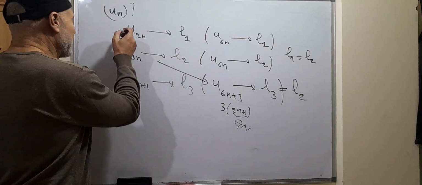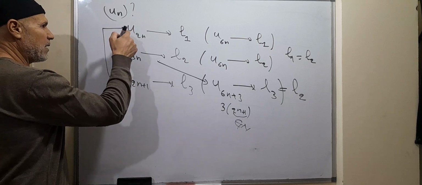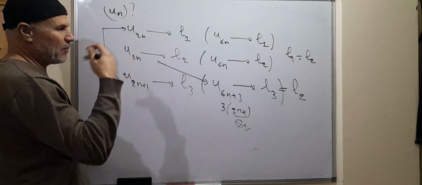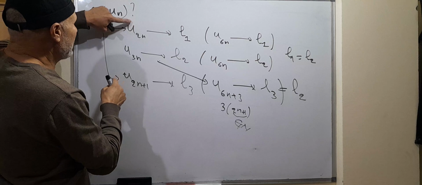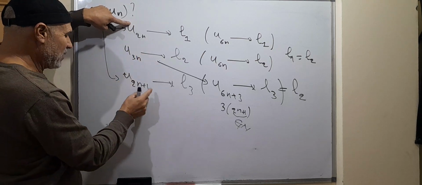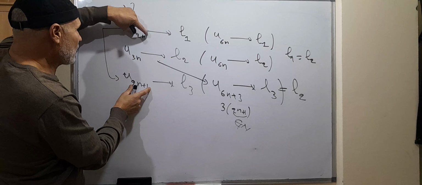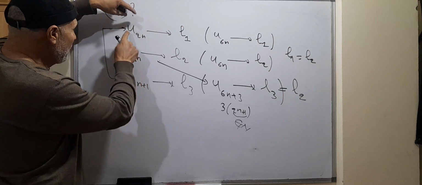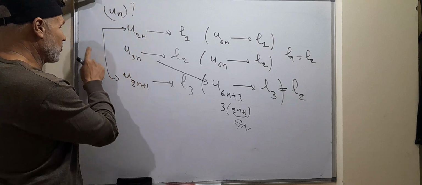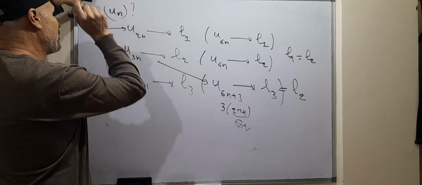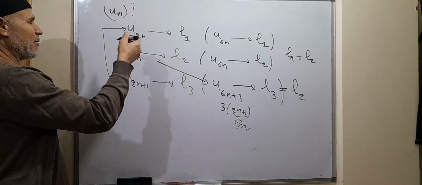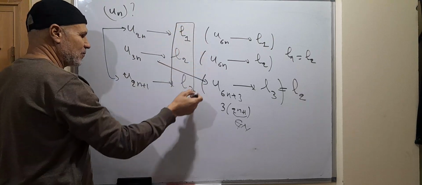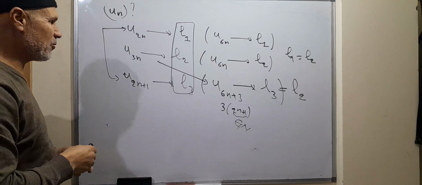What can we deduce? We can deduce that this subsequence and this subsequence converge to the same limit. And as we proved previously, if u_{2n} and u_{2n+1}, since they construct a partition of N, converge to the same limit, then u_n converges to the same limit. So we can say that u_n converges, and converges to the same limit. Actually, L1 is equal to L2 and equal to L3.